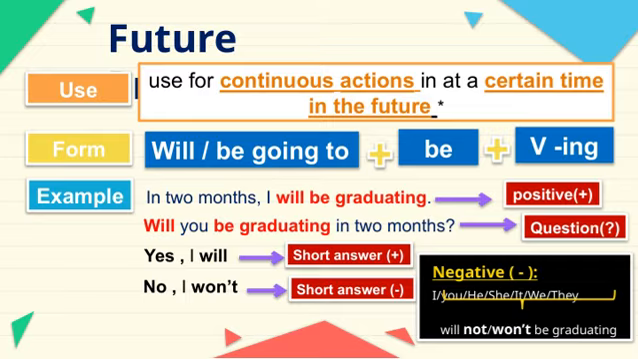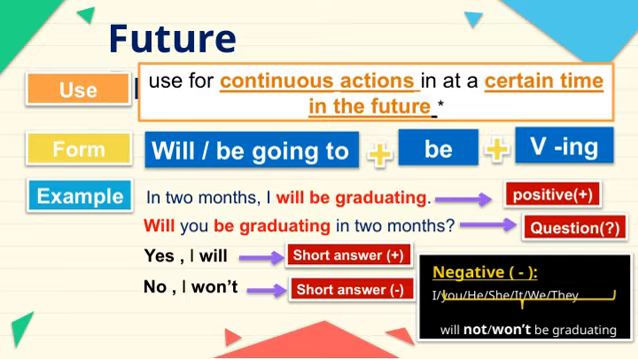Now for short answers, if someone asks, "Will you be graduating in 2 months?" The response can be "No, I won't," if you're not planning to graduate then. Conversely, if you are, you can say "Yes, I will." When we want to give a positive answer, we often just say, "Yes, I will," and for a negative, "No, I won't." Let's look at the question form now. To ask about future plans using be going to, we say, "Will you be graduating in 2 months?" The answer then would be, "In 2 months, I will be graduating."